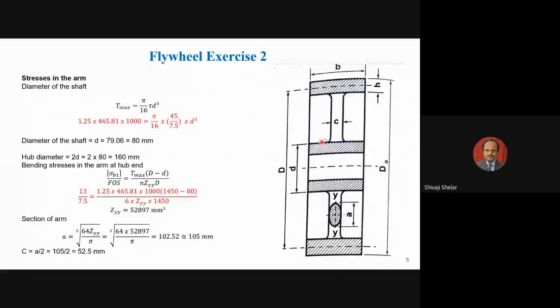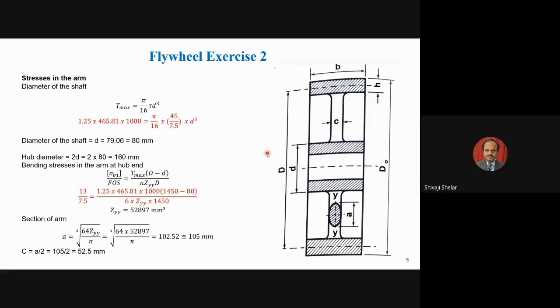Okay, so now here we are designing. We are not taking standard sizes here. We are going to calculate the size of this elliptical cross section. So one size is A, the major axis, and the minor axis is C. This is C and this is A. Let's calculate A and C for this elliptical arm here.